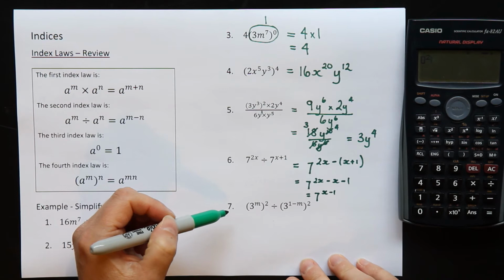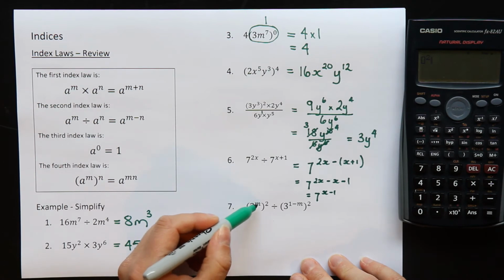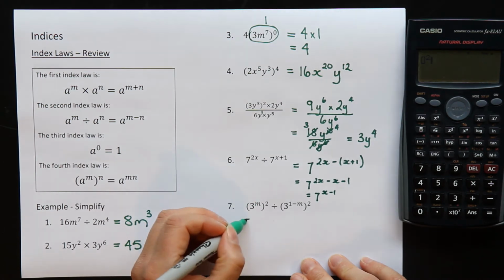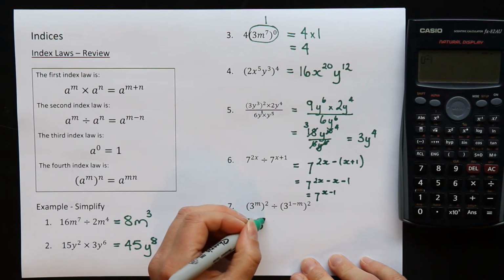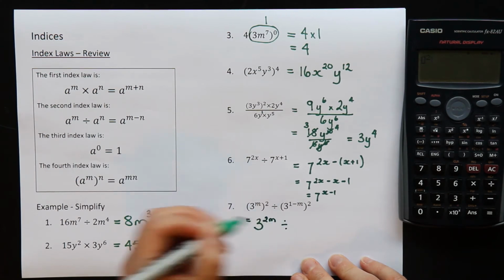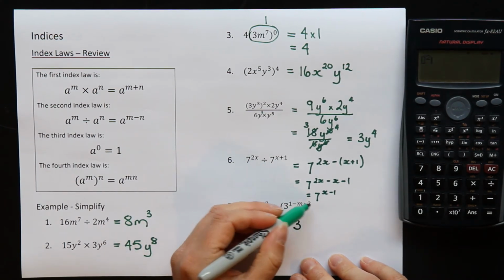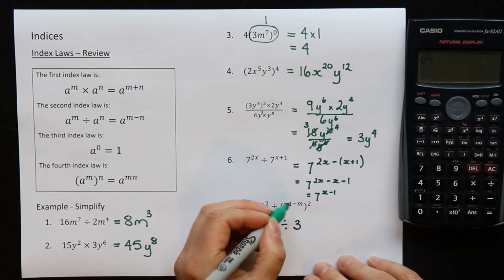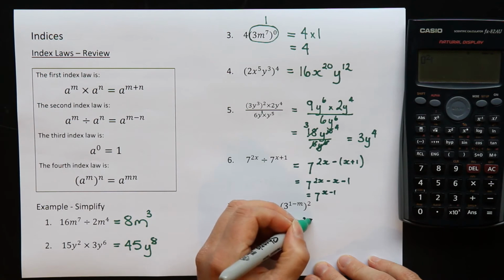On the bottom, last question here, number 7. Let's expand these brackets first. So to expand them, I need to times the powers. So the 3 is the base. m times 2, or 2 times m, is 2m. I'm going to divide that by 3 as the base. I need to times these powers. So I need to do 2 times 1, which is 2, and 2 times minus m, which is minus 2m.